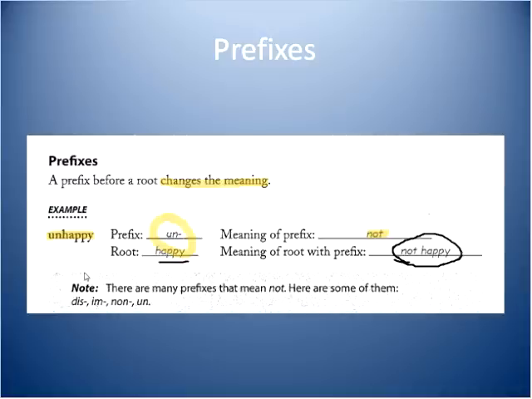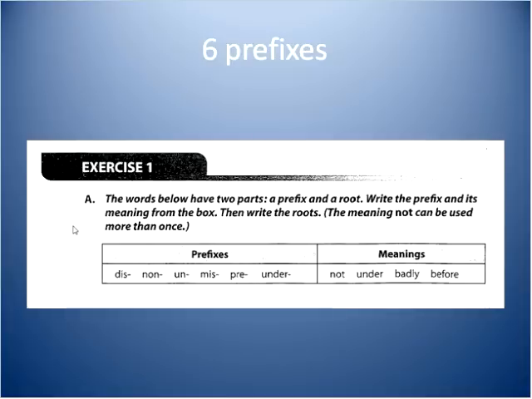There are many prefixes that mean not. Some of them are dis, im, non, un. Let's look at 6 prefixes. Then we will be able to guess the meaning of a word, root plus a prefix.